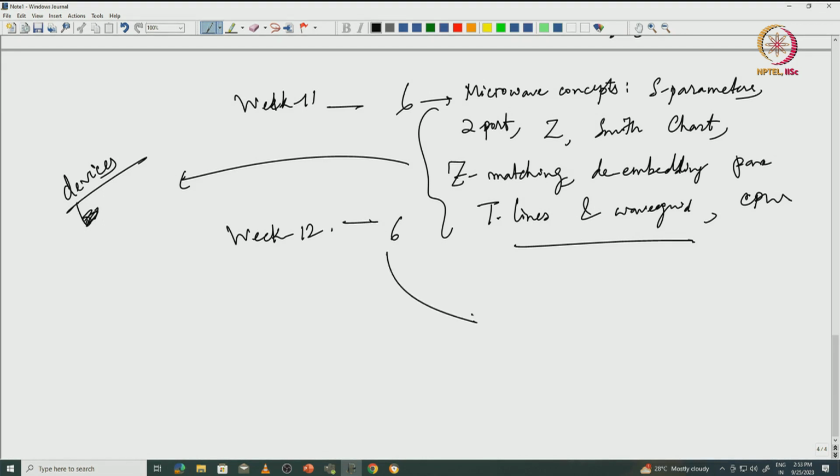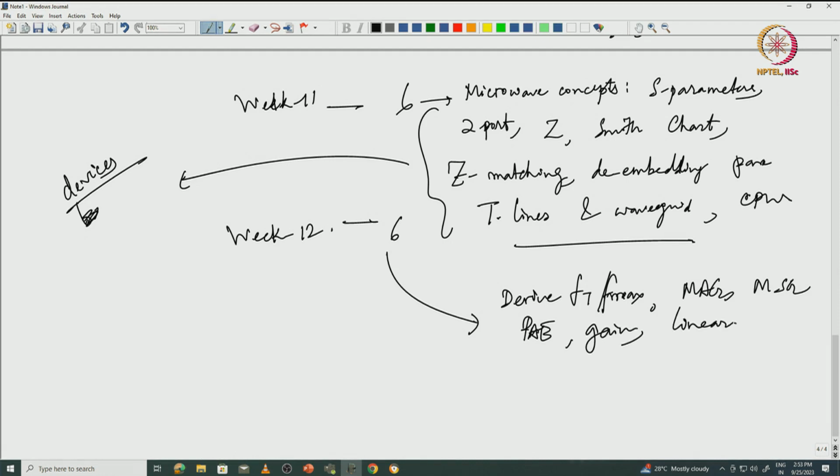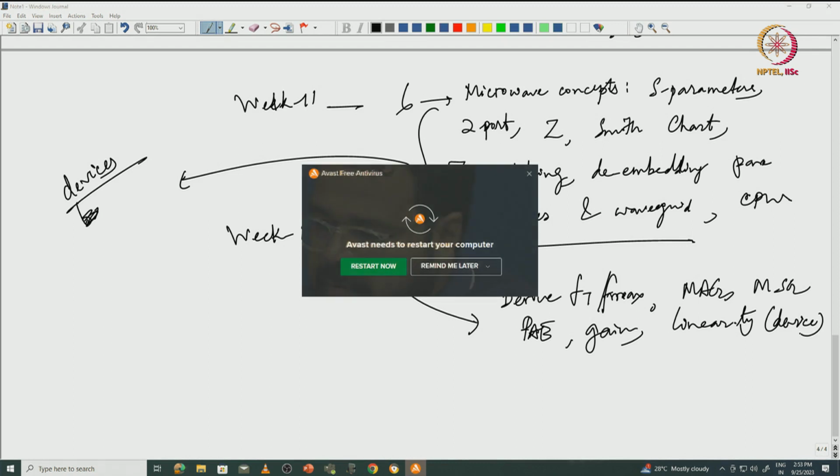Okay. The last week, week 12, we will derive the cutoff frequencies, for instance FT, Fmax, of FETs. We will talk about maximum available gain, maximum signal gain, power added efficiency, and gain in general. We will talk about linearity, what is meant by linearity from a device point of view and what is meant from an amplifier point of view.